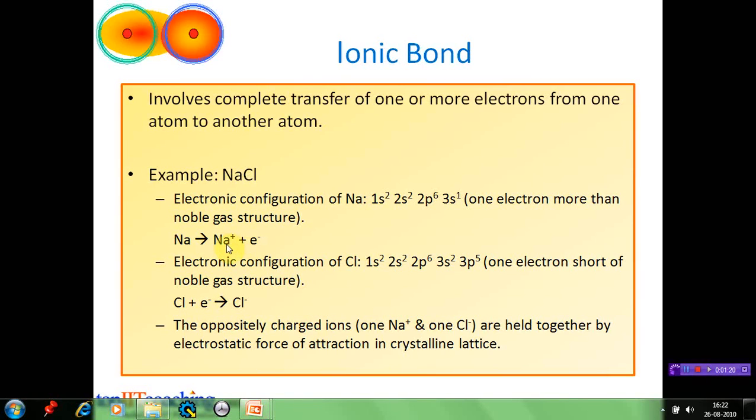Whereas after losing one electron, as in its ion, it now has only 10 electrons, each having a unit negative charge. So the net charge which remains on the sodium ion is 11 minus 10, that is 1 positive charge. Now let's come to the chlorine atom.